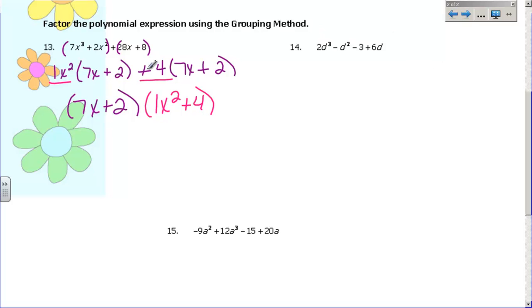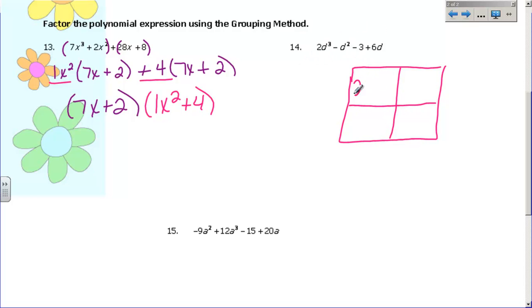So now let's do 14, and I'm going to do 14 a different way. I'm going to do 14 using the box method. When you factor, it is not going to matter to me whether you choose grouping or the box method because they both work. I just want you to see both of them. So here's how the box method works. We're going to fill all of this into here.